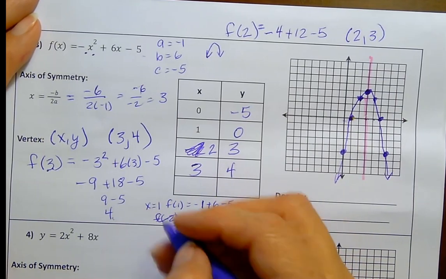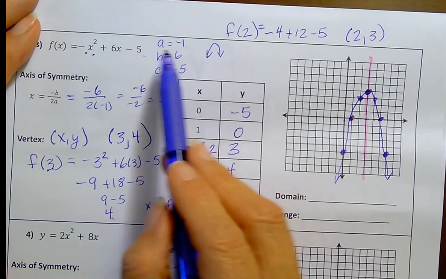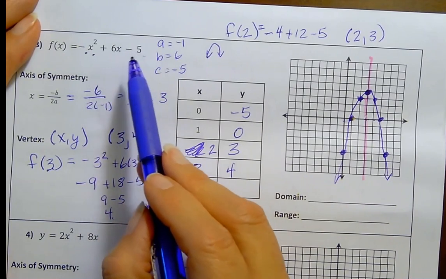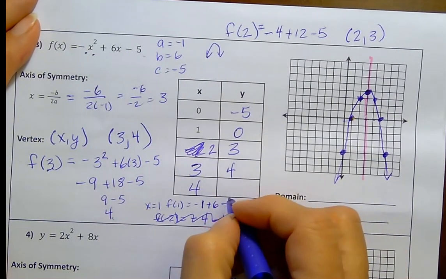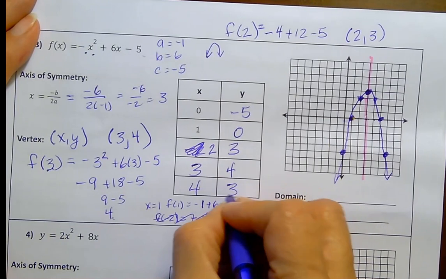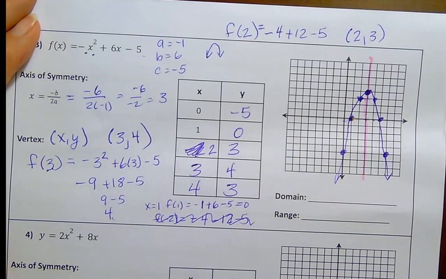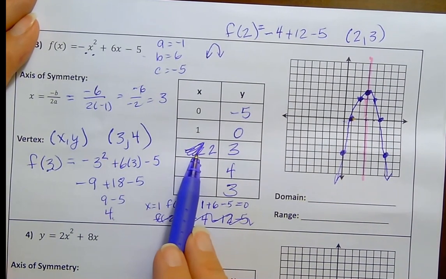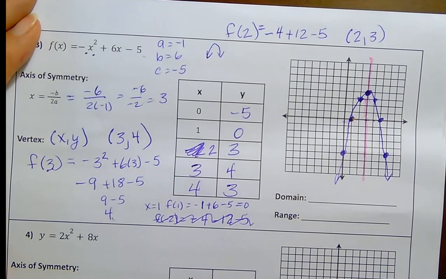And if I wanted to, for example, I could choose 4. Negative 16 plus 24, I think is 8. 8 minus 5 is 3. So you can do whatever points you want. Choose points that you're willing to work with. As soon as I saw that my negative 2 point wasn't going to fit on there, I scribbled that out and tried something new.